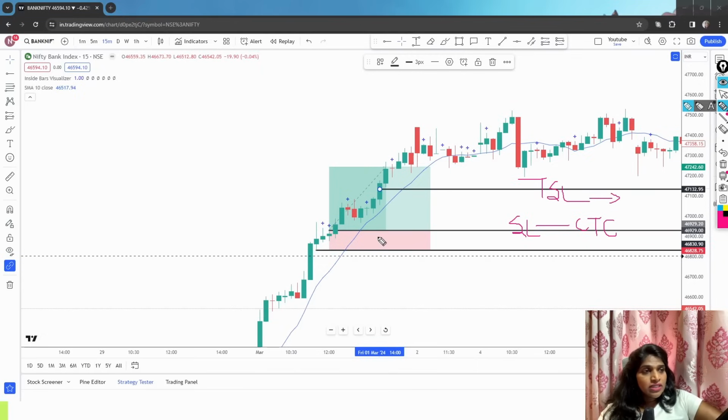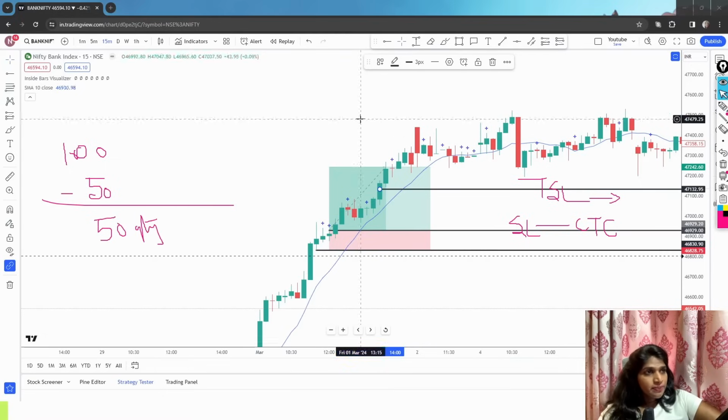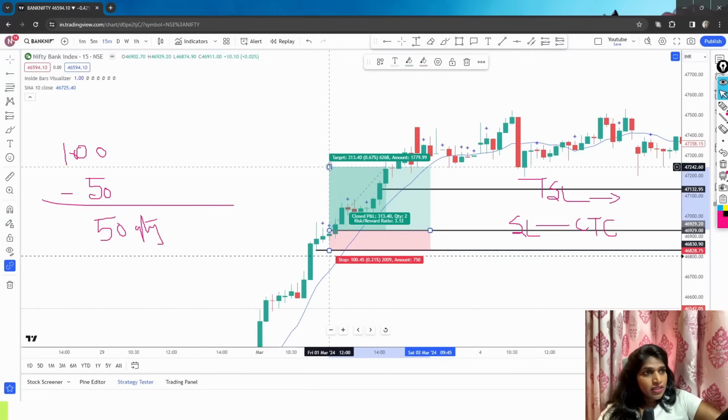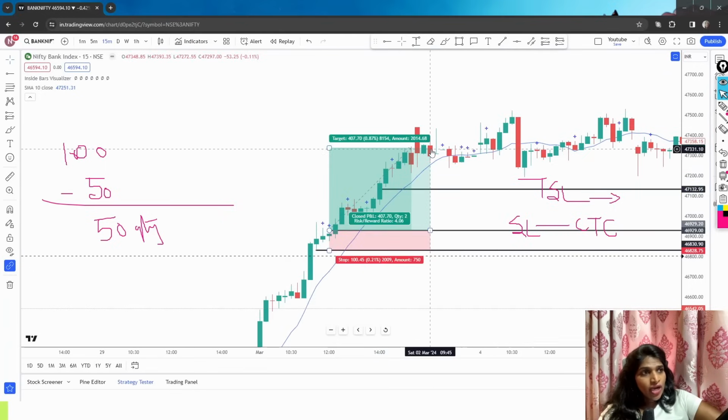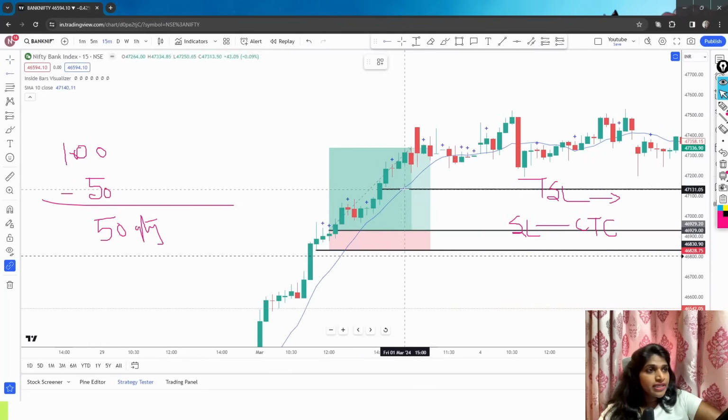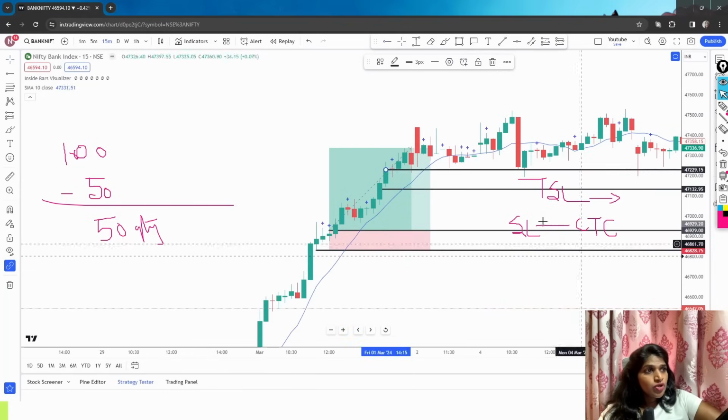When this particular setup is giving me 3R, let's say I am having 100 quantity. What I'll do, I'll simply book 50% of it, which means I'll book out 50, and what remains is only 50 quantity with me now. I have booked out 50%. Now let's see what happens later on. Now let's say it runs in my favor and it goes all the way up till 4R. Now the moment it comes to 4R, what I'll do, I'll simply trail my entire portfolio to 3R.